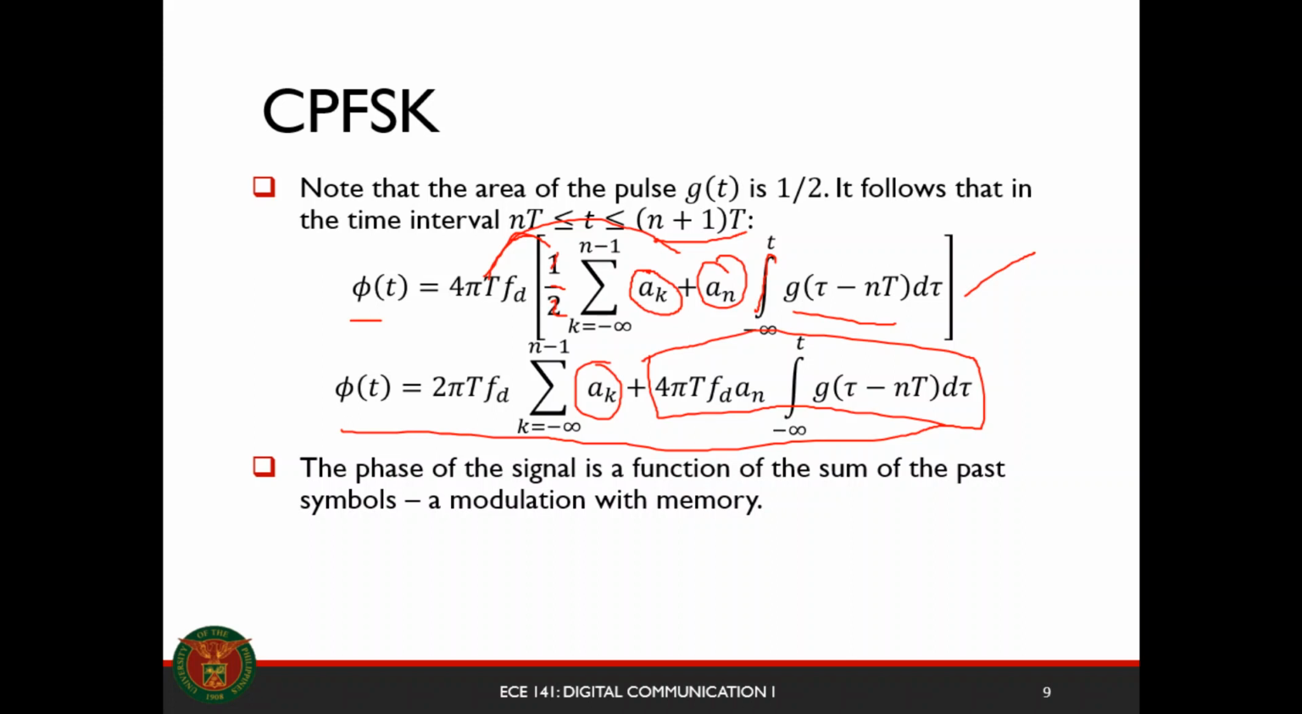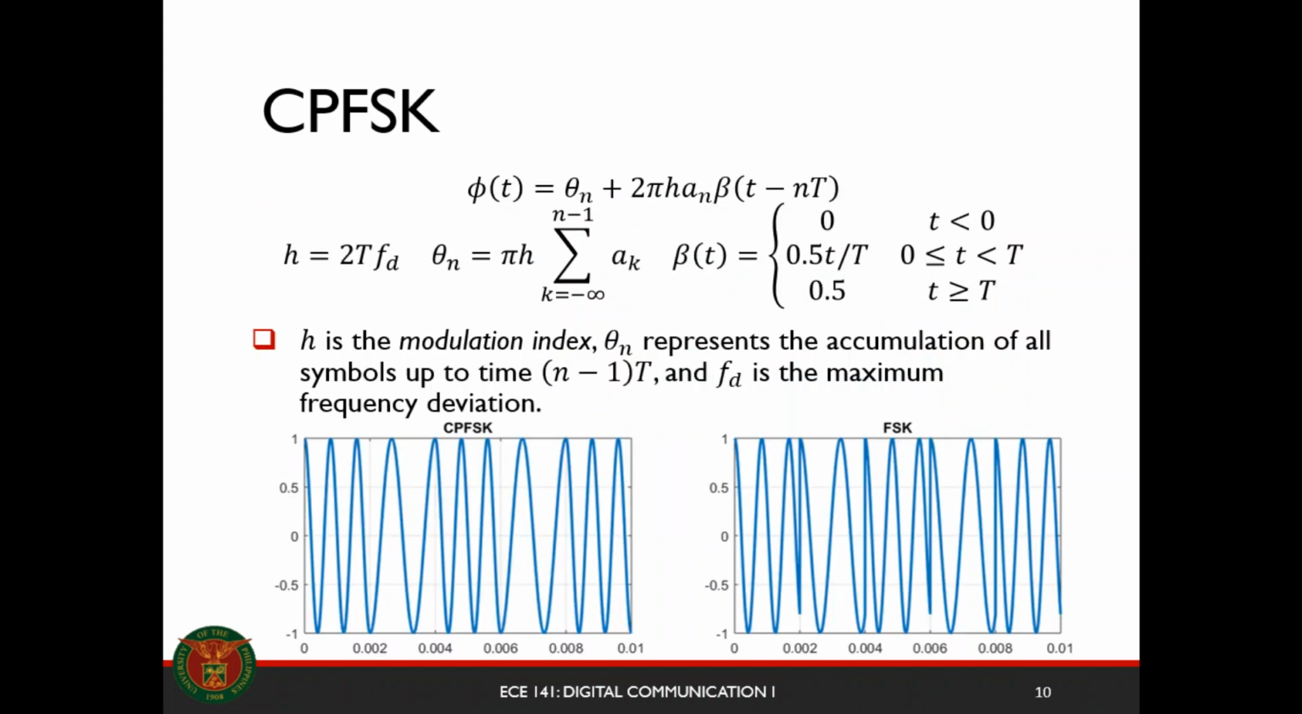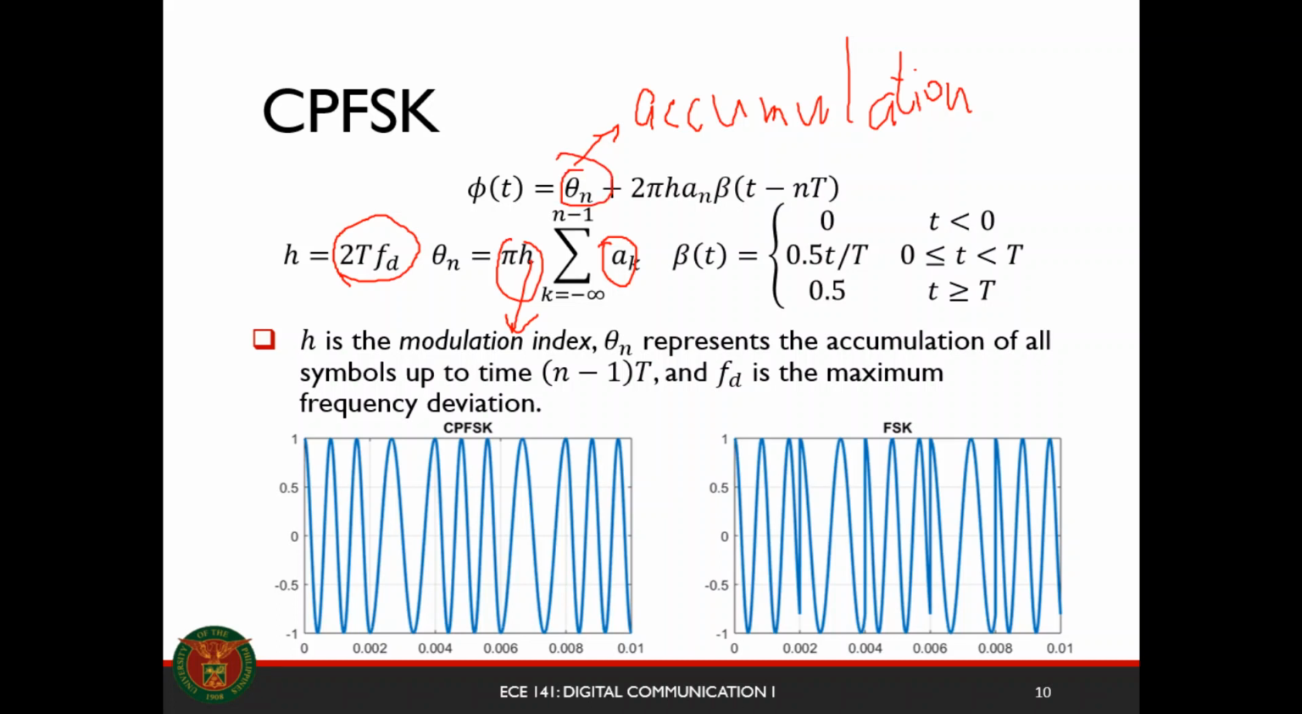So let's define the state of your modulator and how it transitions. First, looking at the terms, let's define the sum of all the symbols to be theta sub n. Theta sub n is pi times h, the modulation index. It's defined as this. So theta n is the accumulation of all the symbols that have been transmitted. You let the symbols accumulate, and it results in a terminal phase theta n. And this represents the current input on our modulator.